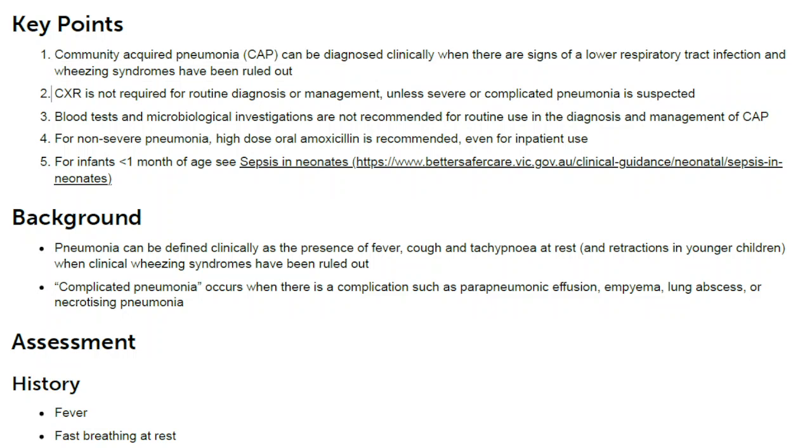have been ruled out. CXR is not required for routine diagnosis or management, unless severe or complicated pneumonia is suspected. Blood tests and microbiological investigations are not recommended for routine use in the diagnosis and management of CAP. For non-severe pneumonia, high-dose oral amoxicillin is recommended, even for inpatient use.